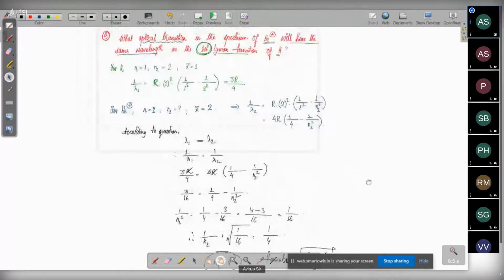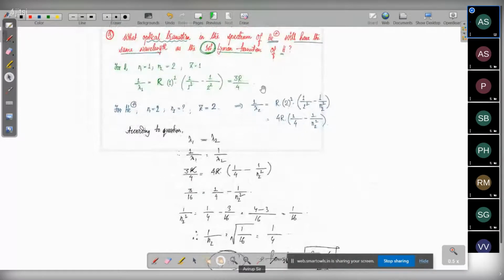So thus, what did we do in this sum? In this particular sum, we have simply expressed the lambdas, that is the wavelength for the hydrogen and the helium spectrum. And then, because it was told as a condition of the sum that the two values are basically the same, hence we are just equating them and calculating out the value of n2.